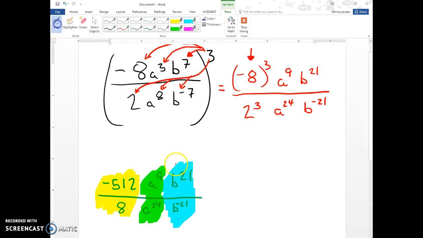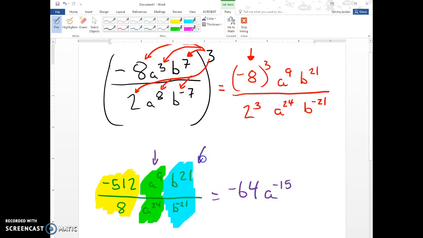So first numbers first, we have -512 divided by 8. That's going to be -64, so our answer is going to be -64. Now when we look at our a's, we have a to the 9 minus 24. Okay, so we have a to the 9 minus 24. That's going to be a to the -15.